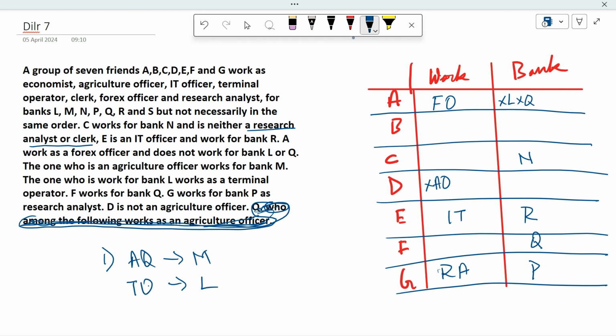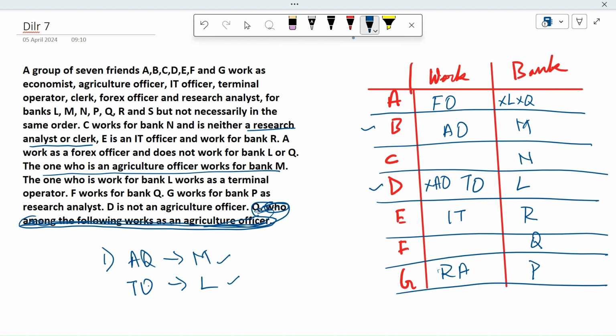Okay, so how many of them are left? Only one position is left where this could be applied. B and D are the ones who are left, so agriculture officer and terminal operator. The one who is agriculture officer works for M, so D cannot be that. So D is terminal operator and works for L, and B is agriculture officer and works for M.